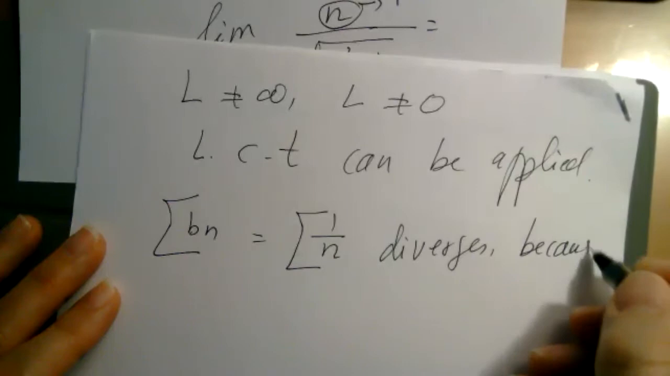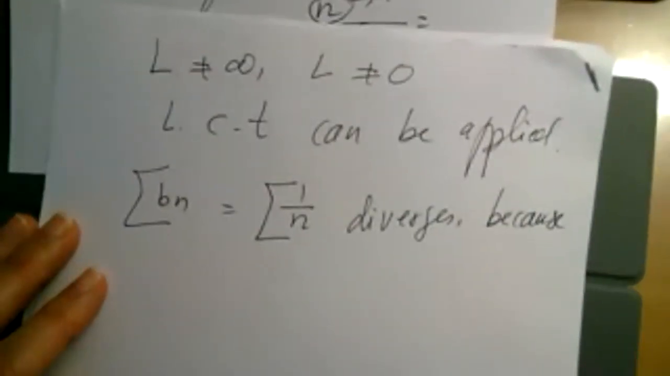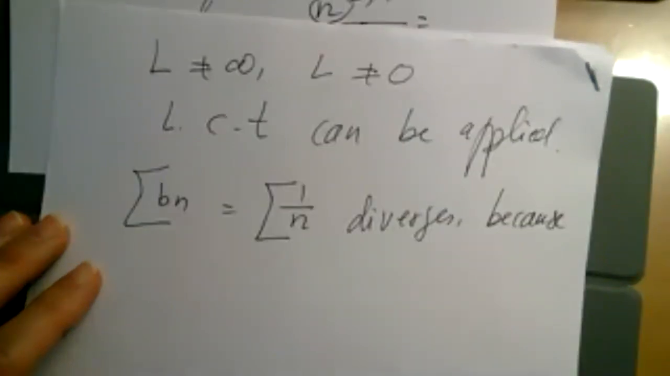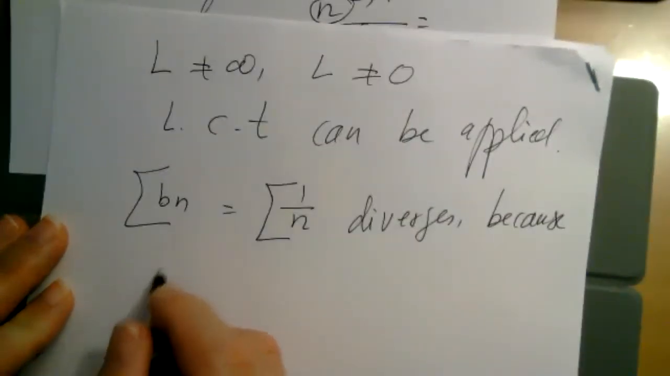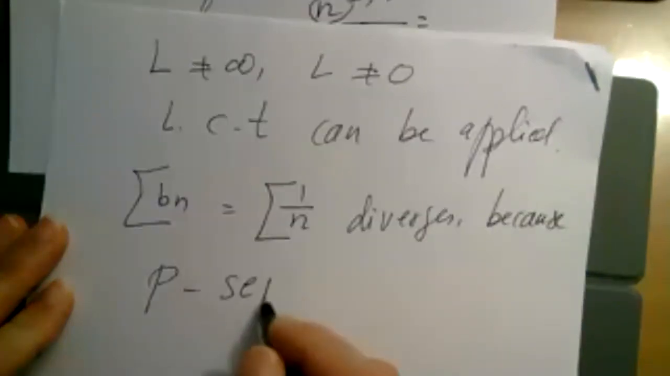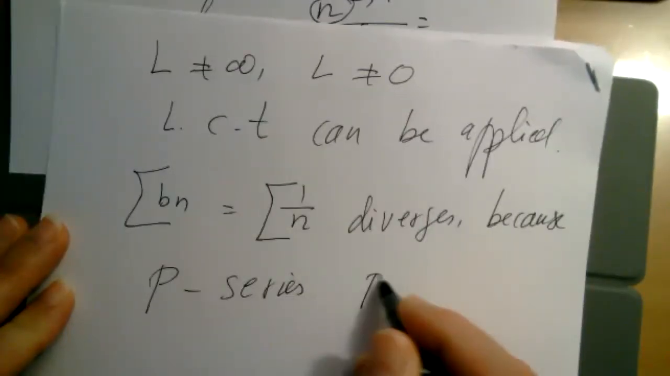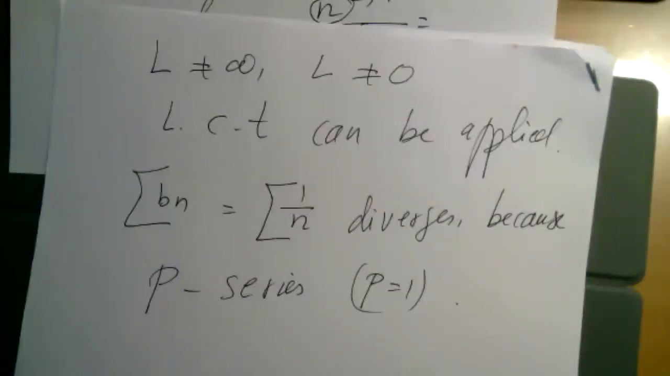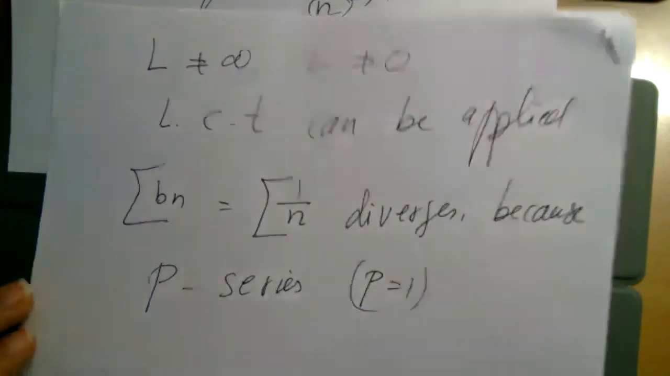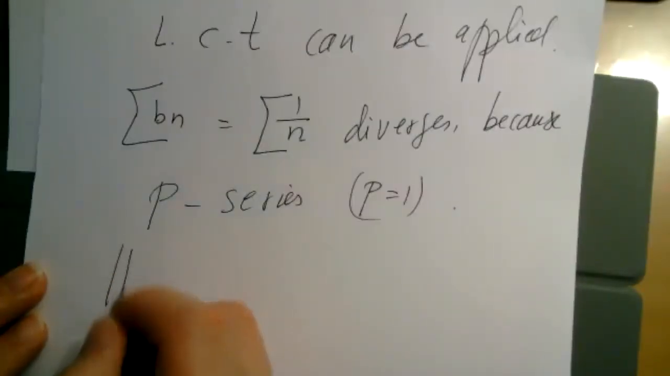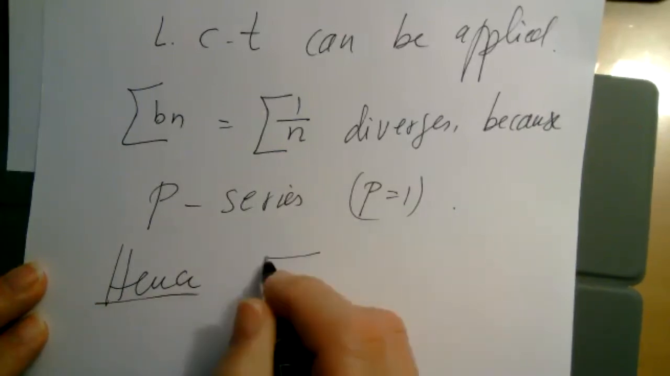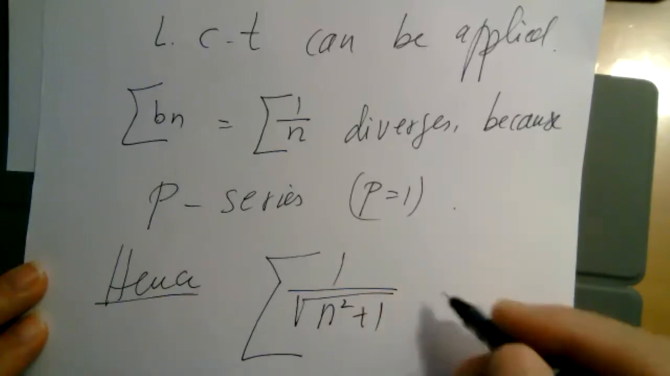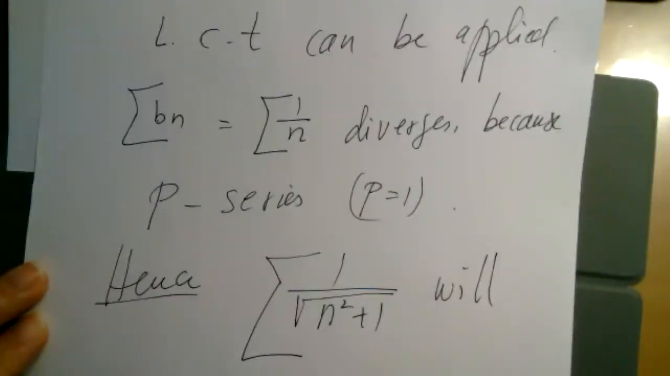Why does it diverge? Quickly. I want answers. That's the harmonic series, or that's a p-series, where p is equal to 1. So we are always going to compare to things we know. So sigma bn diverges because it's a p-series, hence my original series, sigma 1 over the square root of n squared plus 1, will also diverge.